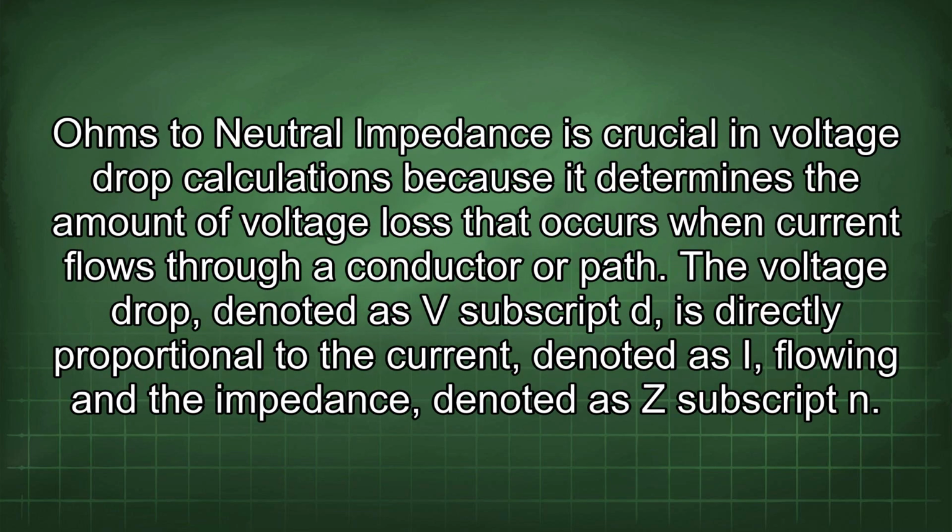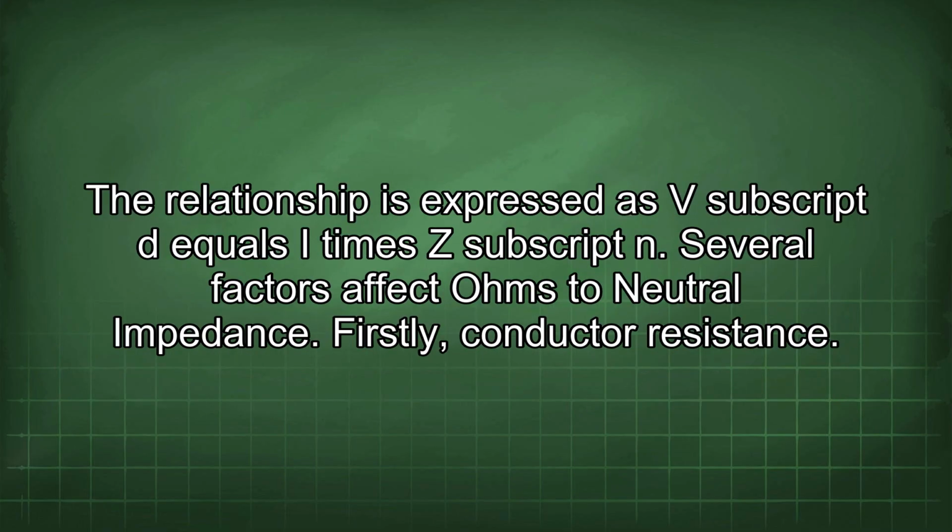Ohms to neutral impedance is crucial in voltage drop calculations because it determines the amount of voltage loss that occurs when current flows through a conductor or path. The voltage drop, denoted as V subscript D, is directly proportional to the current, denoted as I, flowing, and the impedance, denoted as Z subscript N. The relationship is expressed as V subscript D equals I times Z subscript N.